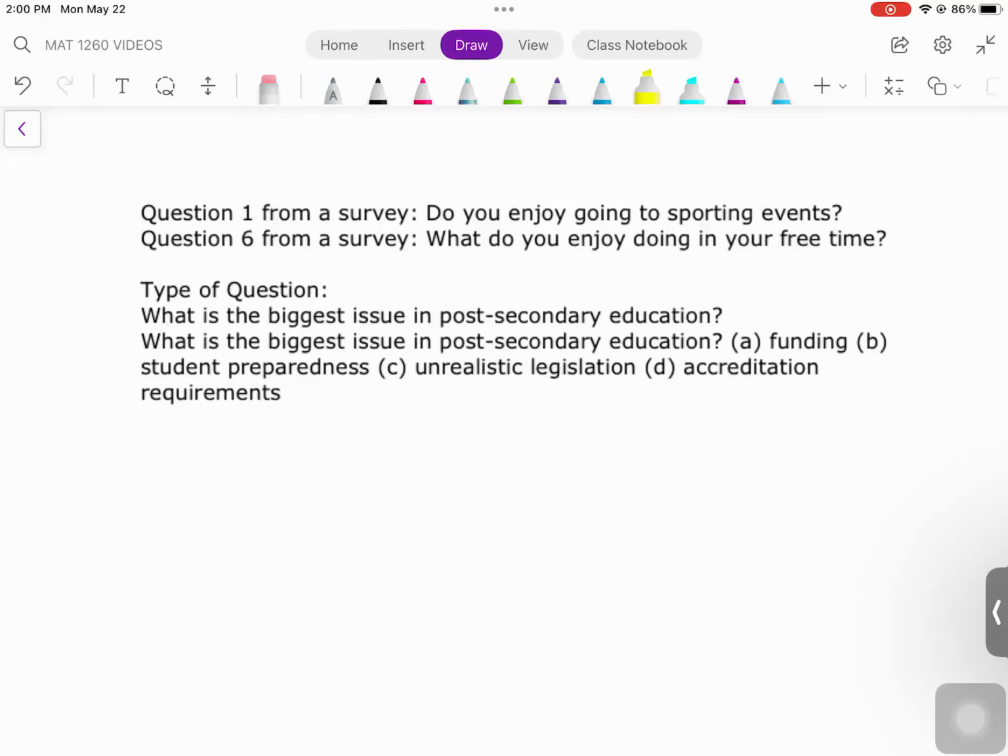The type of question: what is the biggest issue in post-secondary education? Versus, what is the biggest issue in post-secondary education: funding, student preparedness, unrealistic legislation, or accreditation requirements? The first leaves it open-ended, which could lead to any number of responses. The second forces people to choose a particular answer.